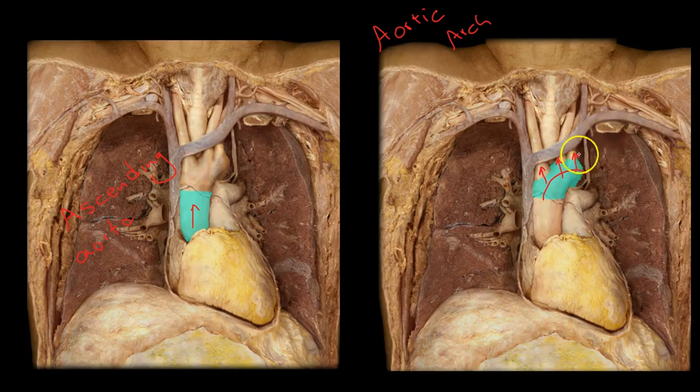Sorry, this is actually from the right. This is my right side. This is the left side of my cadaver or picture, and this is the right side. From the right to the left, the first one is the right brachiocephalic trunk. The second one is the left common carotid. And then the last one is the left subclavian. These are the three branches of the aortic arch.